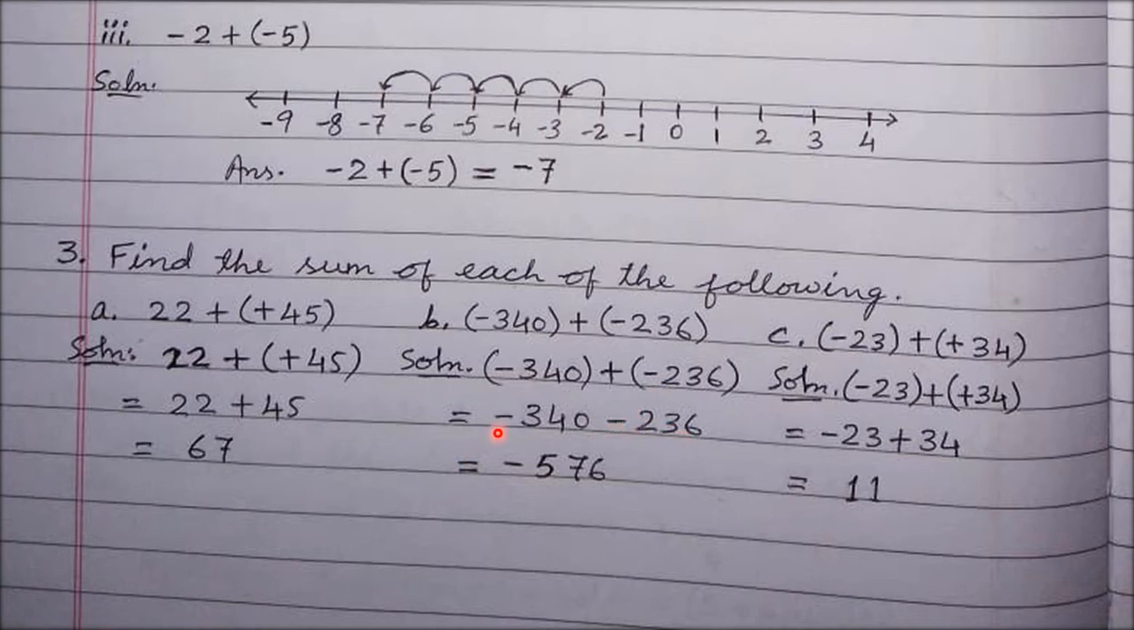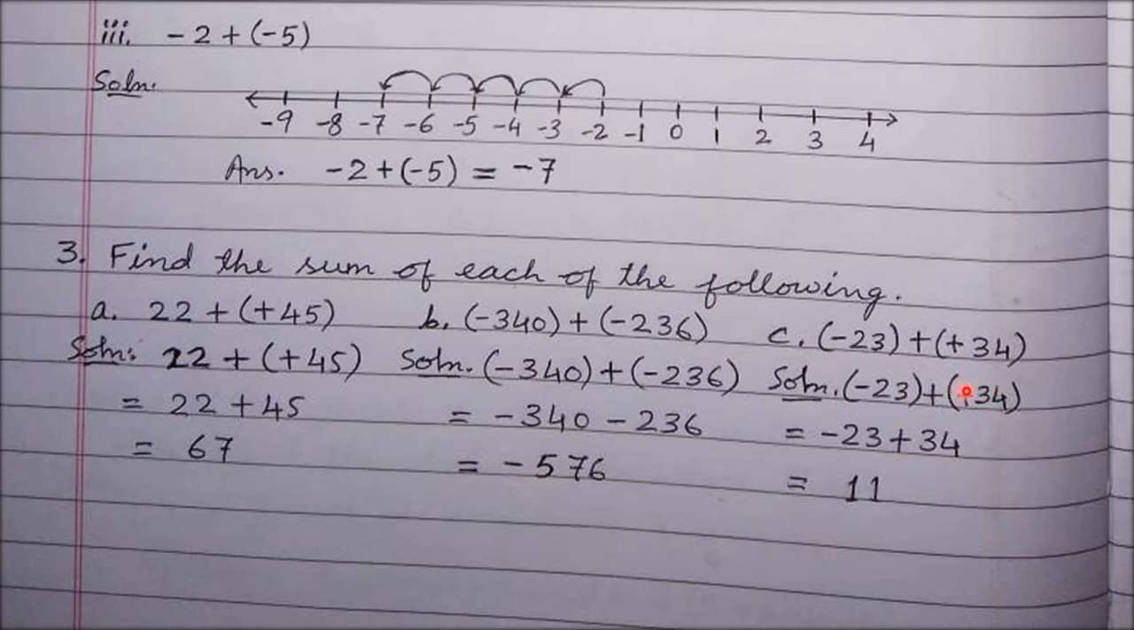So first one we have minus 340, another one we have minus 236. Now when both are negative numbers, the total of that will also be negative. We will add them, but the sign will be negative since both of them are negative. In one negative, when you add the other negative, then the total result will also be negative. Next, number C, minus 23 plus 34.